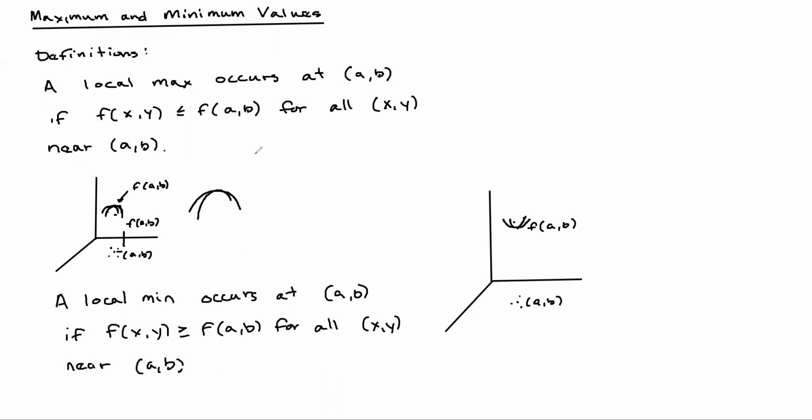Okay, so a local max looks like a little mini peak. Not pair, peak. And you get a little mini valley when you have the local min. Okay, so those are our two definitions.